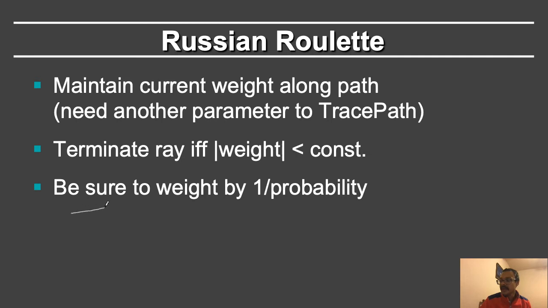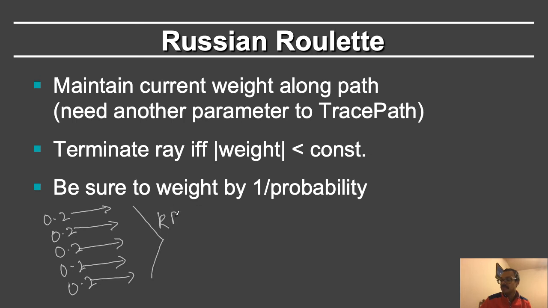Let's assume I have a number of rays, and each of them has a probability of surviving, let's say 0.2, 0.2, 0.2, 0.2, 0.2, corresponding to the weight of 1. Now I take all of these and I apply my Russian roulette. What I will end up with is one ray, so perhaps this ray survived and all of these rays were terminated.